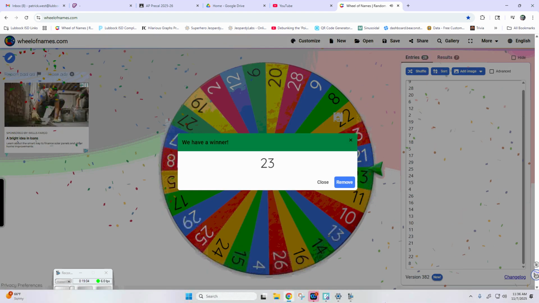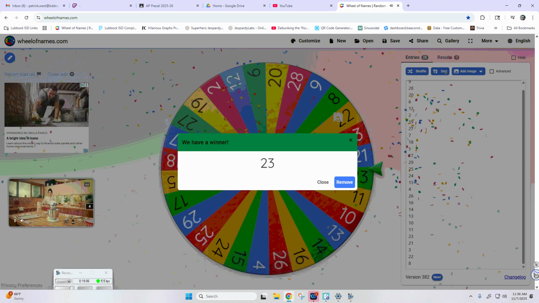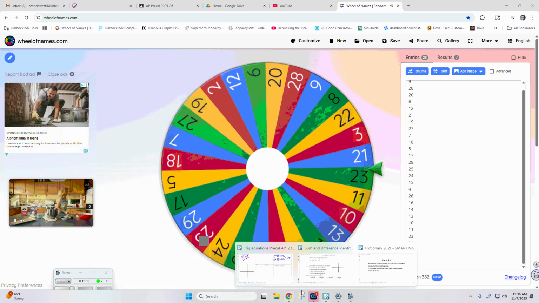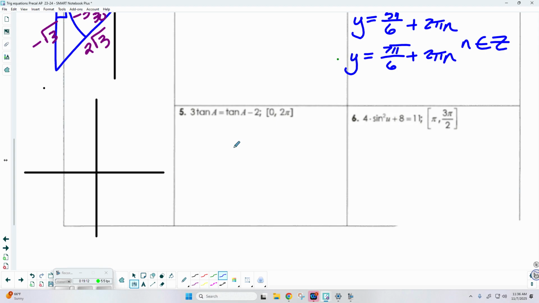Okay, Sophia. Okay, so I said 2 people were going to come up here. So, Sophia, all you have to do is solve this for tangent. Once you have tangent of A equals, then we'll spin again. We'll get somebody to draw the triangles.